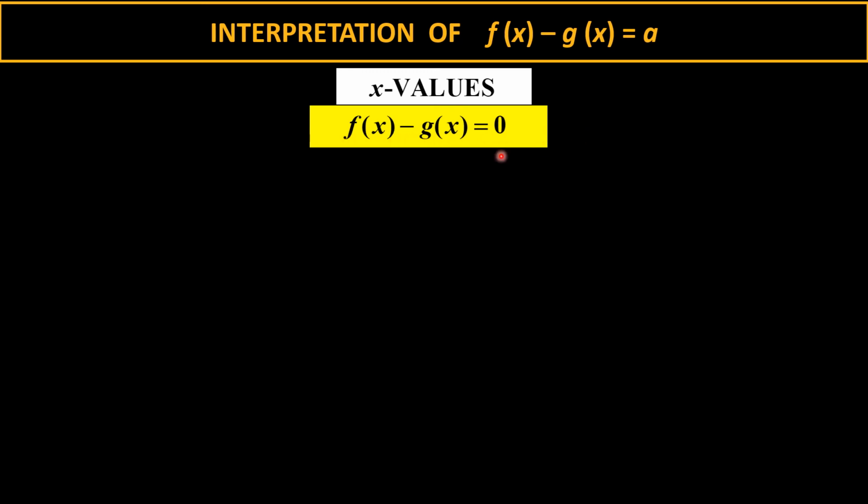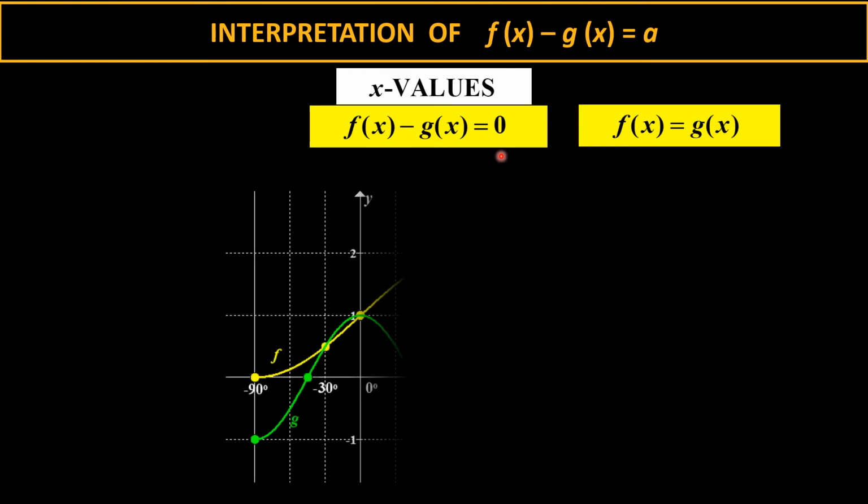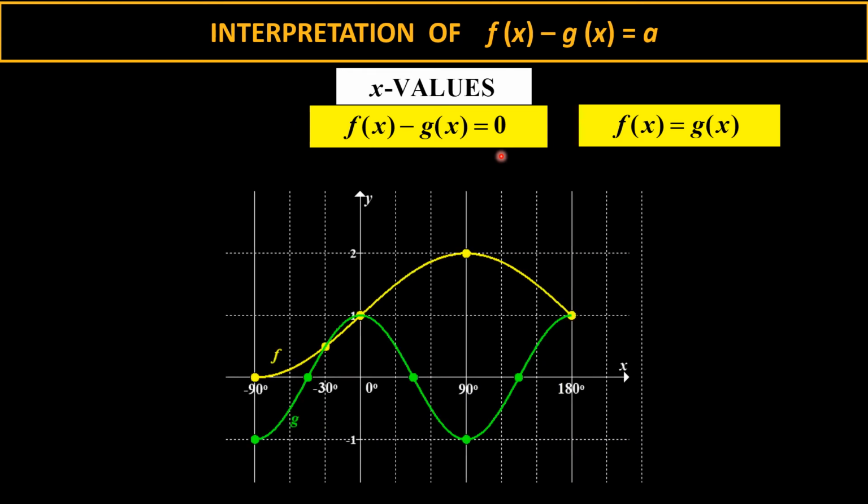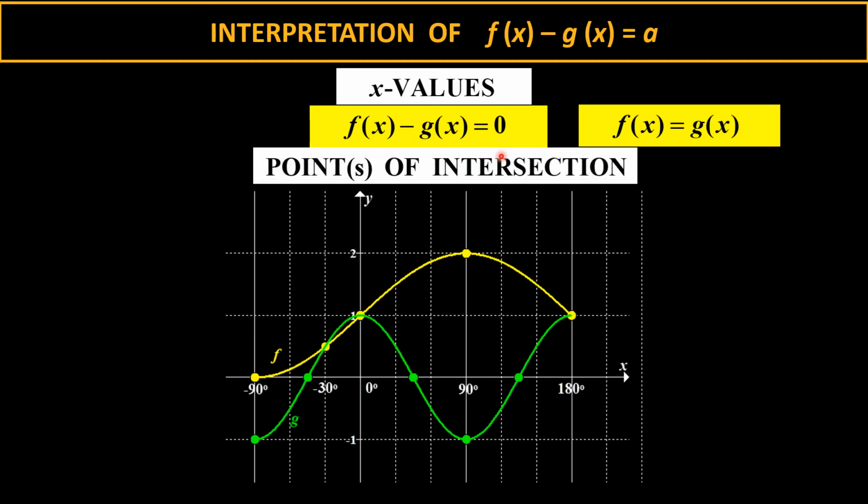f(x) minus g(x) equal to 0 is the same as f(x) equal to g(x). And what do we find if we have f(x) equal to g(x)? That's correct, there are your two graphs, we have to find the points of intersection. Do you see the points of intersection? There's one. And what's the corresponding x value? Negative 30. So x equal to negative 30 is one answer. That's the intersection at x equal to negative 30.